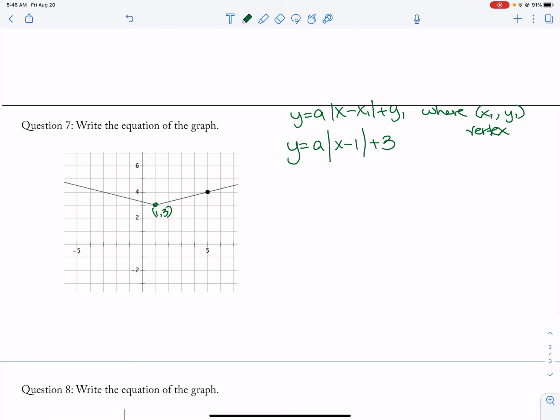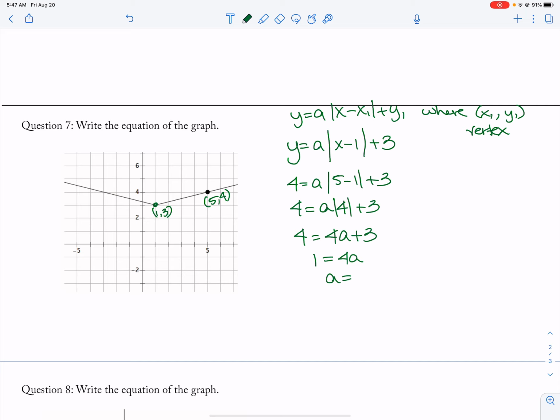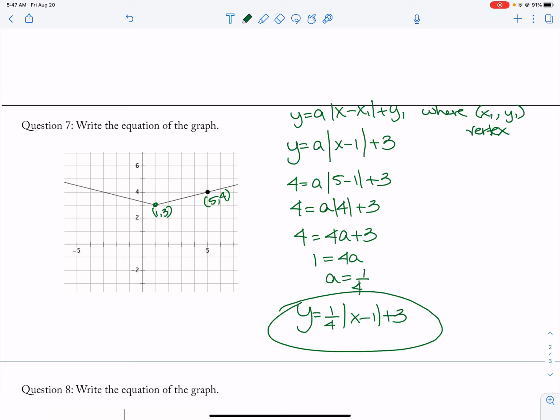Okay, so now in order to solve for a, which is that number in front of the absolute value, I'm going to use the coordinate point 5, 4. So I will always have a little coordinate point that's marked there. And so I'm going to plug that in. So I have 4 is equal to a times the absolute value of 5 minus 1, plus 3. So 4 is equal to a times the absolute value of 4, plus 3. So 4 is equal to 4a plus 3. Subtract 3 from both sides of your equation, so you get 1 is equal to 4a, so a is equal to 1/4. And then I plug this back into my general form, so 1/4 absolute value x minus 1 plus 3. Okay, so that's how you write the equation of the graph that's given.